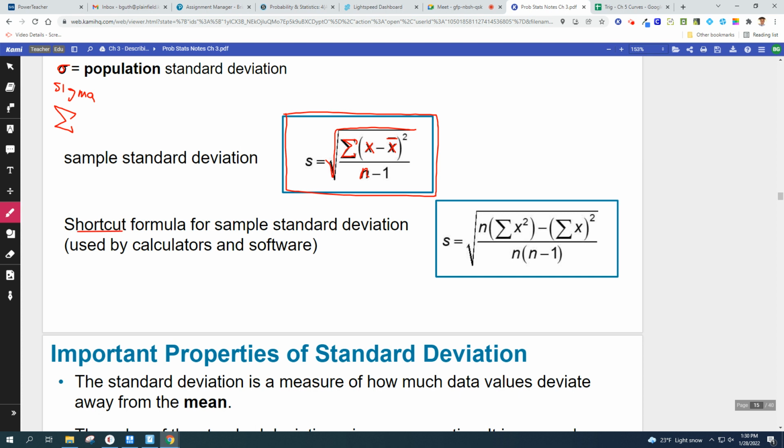Ironically, they give us another formula and they call it a shortcut, but it looks like it's going to be harder. So there's a second equation for calculating standard deviation of a sample. It looks like it's going to be harder, but it's actually going to be a little bit faster. All right, so we've got those two equations so far. We'll have more.